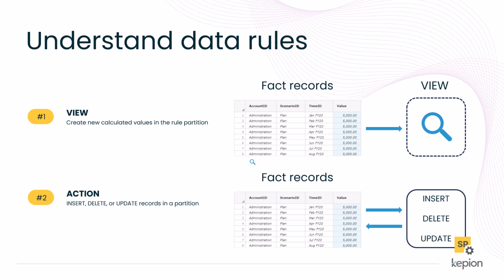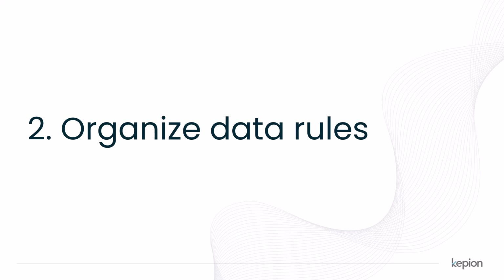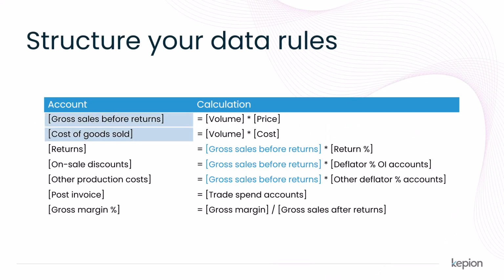Let's return to the table we created in our architecture document and organize the calculations. The accounts gross sales before returns and cost of goods sold are both calculated from values in our assumption model. So let's calculate both these values in the same data rule. As we'll need to reference the revenue numbers in other calculations, let's make this one an action rule.